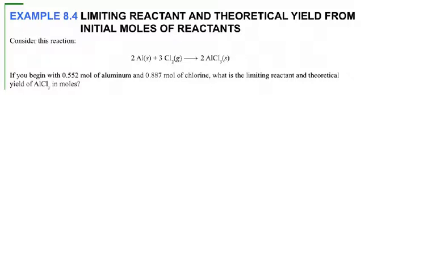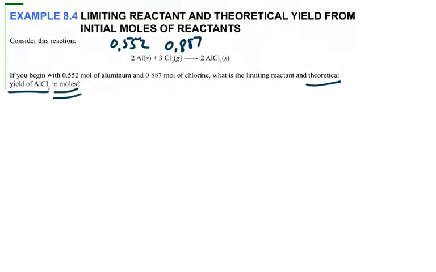It says that you have 0.552 moles of aluminum, and it's reacting with 0.887 moles of chlorine. They want to know who's the limiting reactant. Is it aluminum? Is it chlorine? And what is called the theoretical yield of aluminum chloride. So they want the answer in moles.